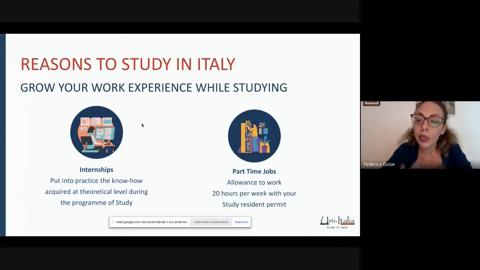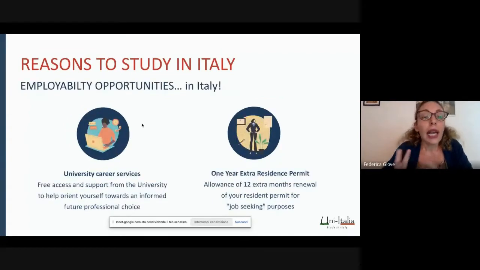Another very important thing is that the Italian government allows you, with a study resident permit, to work 20 hours per week. Now, why should you work 20 hours per week while studying? Not only for pocket money, but also because you will attend part-time jobs that will definitely give an added value to your CV.